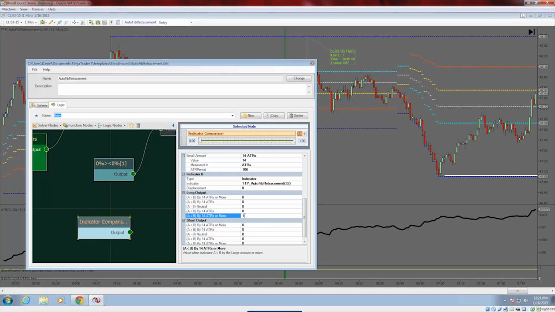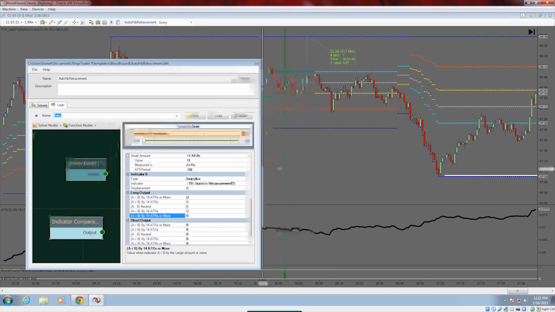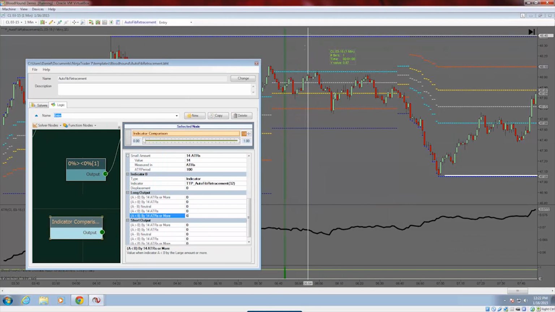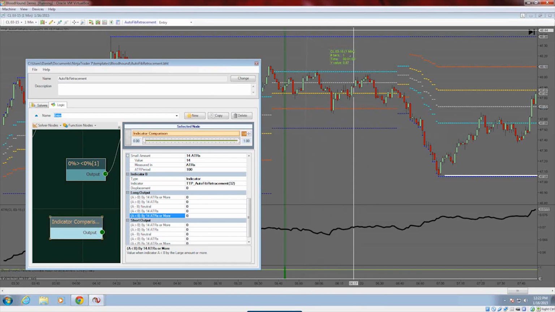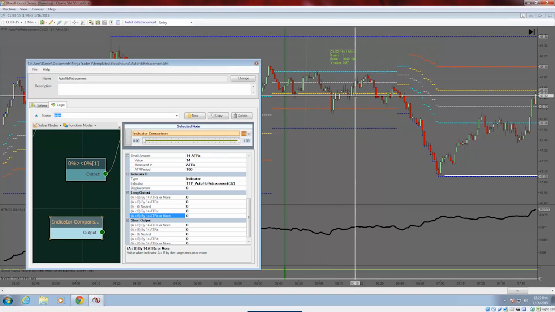I guess it just needs to be above it. So I'm actually going to get trend out of this as well. If I'm looking at the 0%, that's on top in this case when the trend is up. So if the 0% is 14 ATRs or more above the 100%, then we'll get longs. Okay? So that's essentially going to take care of the trend for me right there.